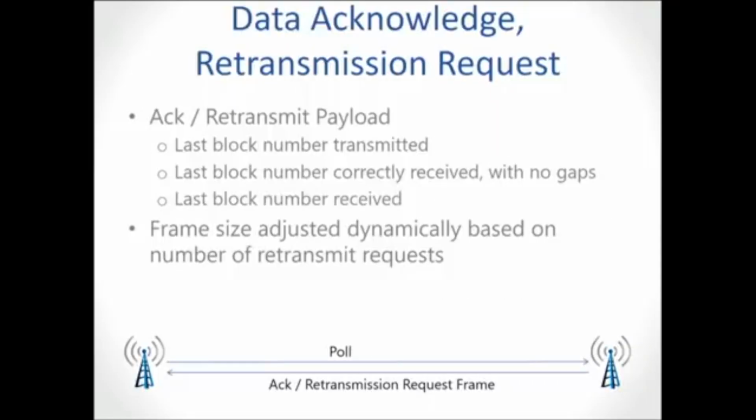So this is where the acknowledge and the automatic retransmission requests come in. While the data frames are being sent, the receiver is replying with acknowledge frames. The acknowledge frame includes the last block number that was received and the last number that was correctly received. And then the sender fills in the gaps and retransmits any frames that were lost or corrupted. And the frame size should adjust dynamically based on the number of retransmission requests. Right now, this is done manually, but it can be automated in the future.